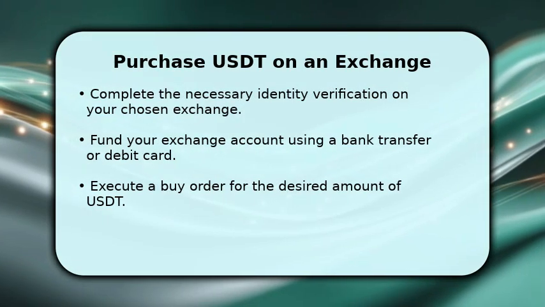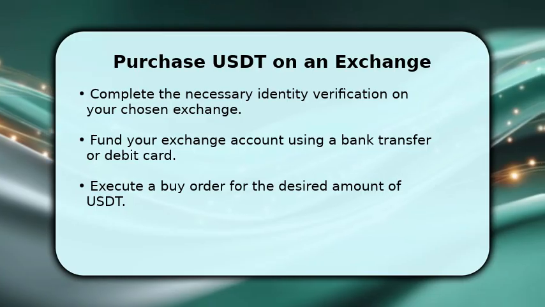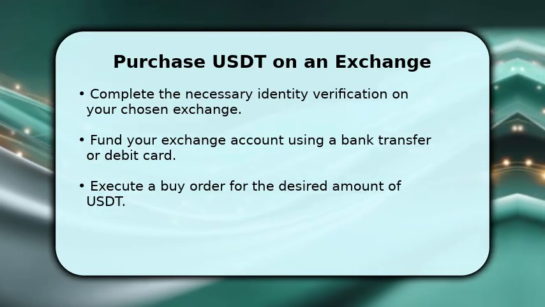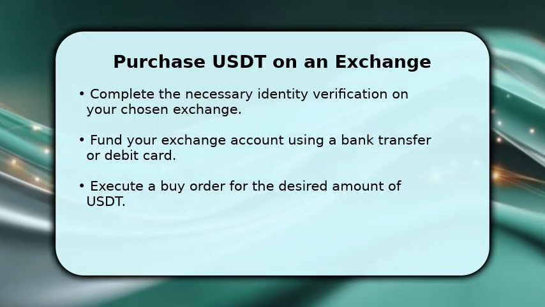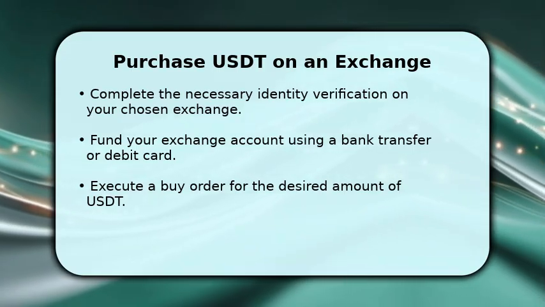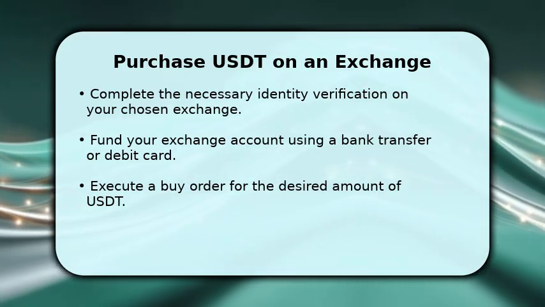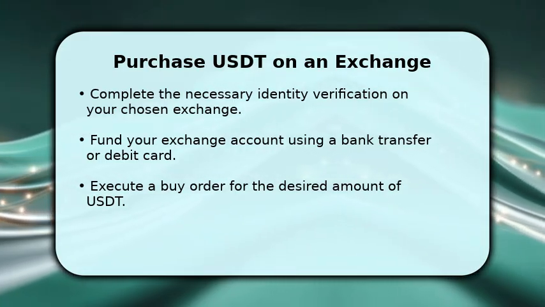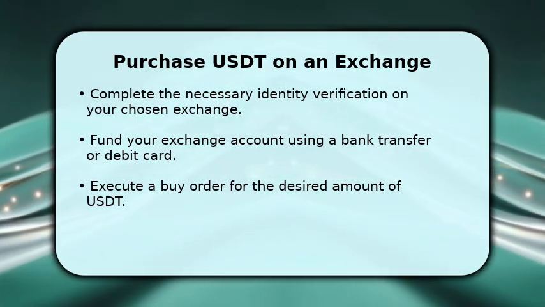Once your exchange account is ready, you'll need to complete any required identity verification, often called KYC, to enable full trading features. Then, fund your account using a supported payment method, like a bank transfer or a debit card. After your funds are available, navigate to the trading section and place a buy order for the amount of UST you wish to acquire. Always double-check the current market price before confirming your purchase.